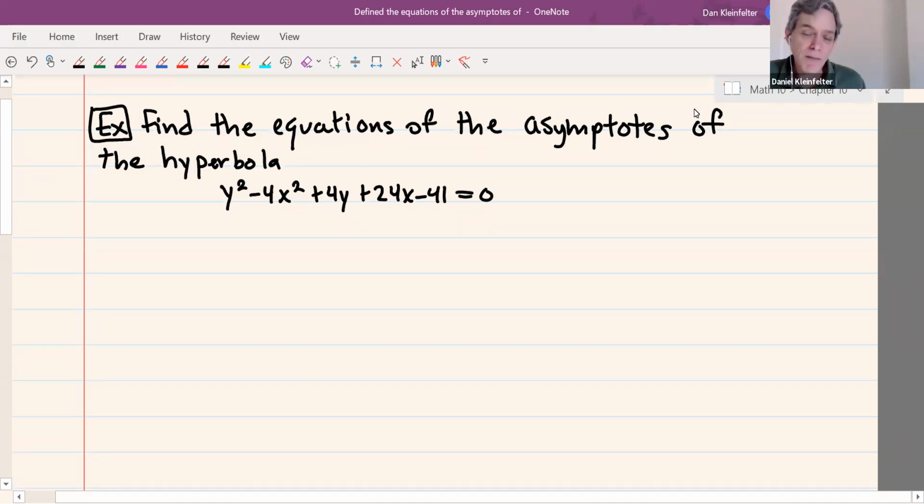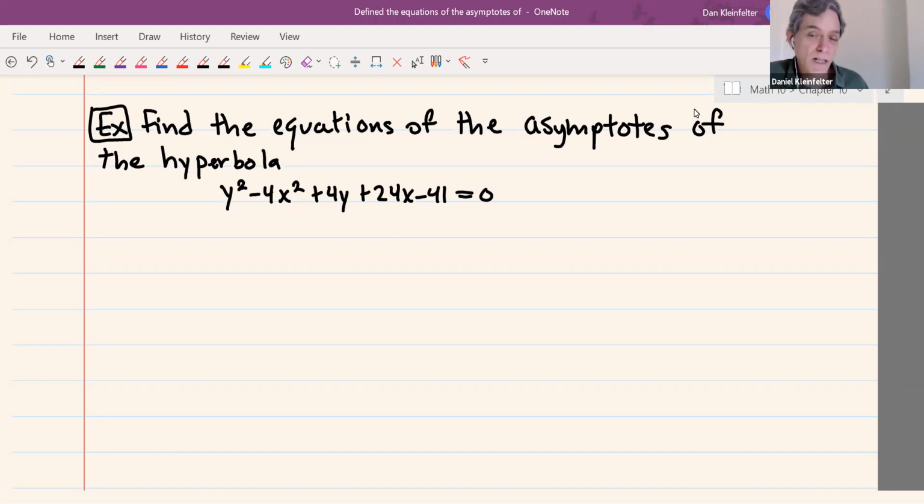Welcome back everybody. I wanted to do one more example involving a shifted hyperbola. So in this one, we're going to be finding the equations of the asymptotes of the hyperbola whose equation is given here. And then along the way, maybe we can also find the foci and perhaps produce a graph.